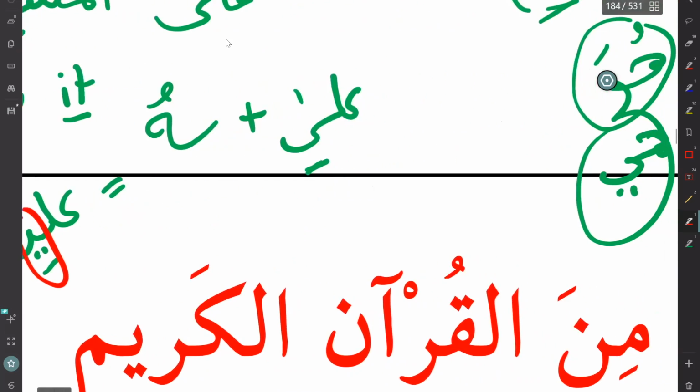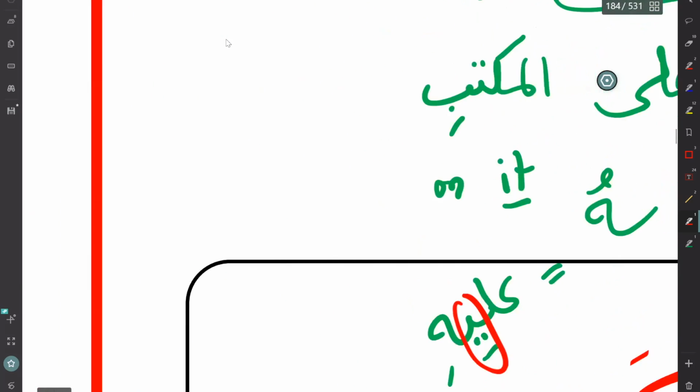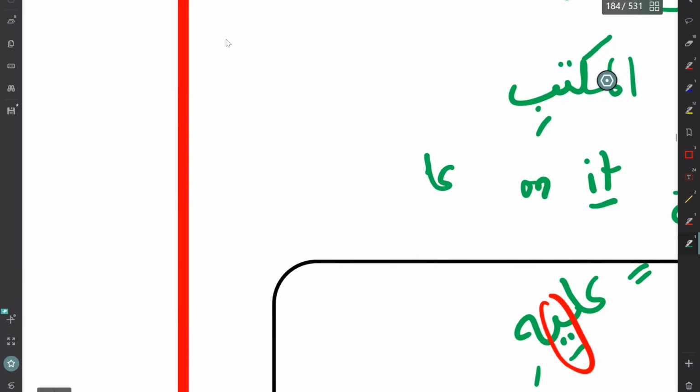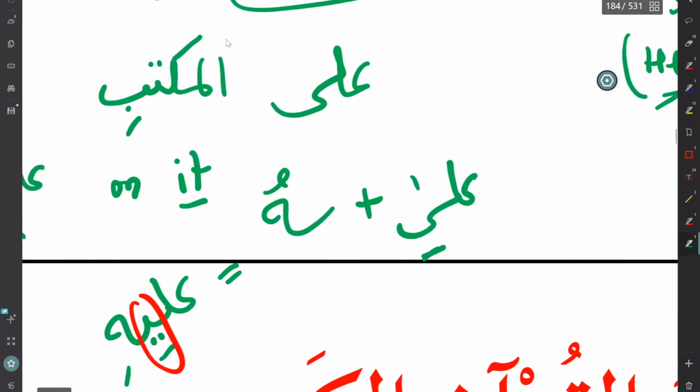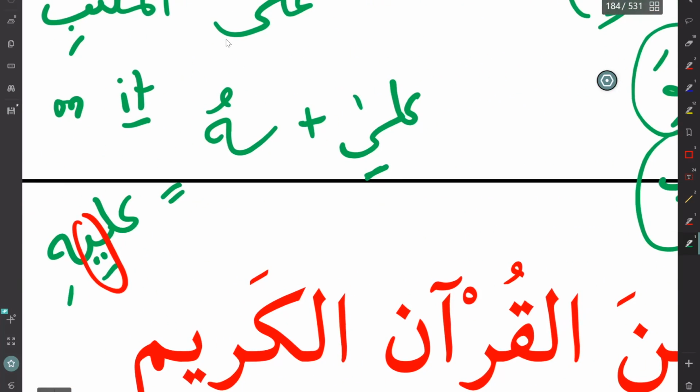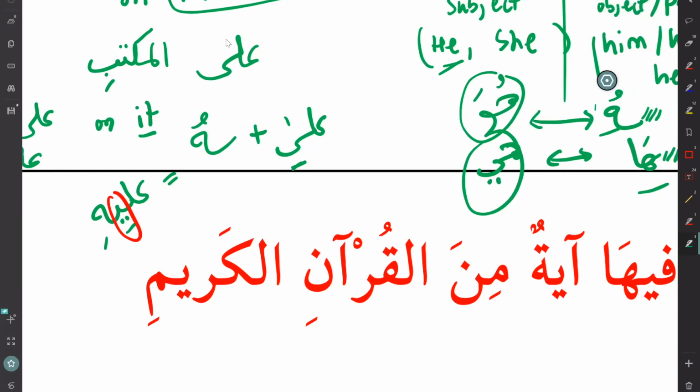Now, what happens when you make it into feminine? You say ala, and then you have ha, it becomes alayha. Here we don't make it into kasra. We don't say alayhiya, okay? We just say alayha. Okay? For now, just memorize the way it is. Inshallah, we will go into a lot more detail and talk about how to connect these pronouns.